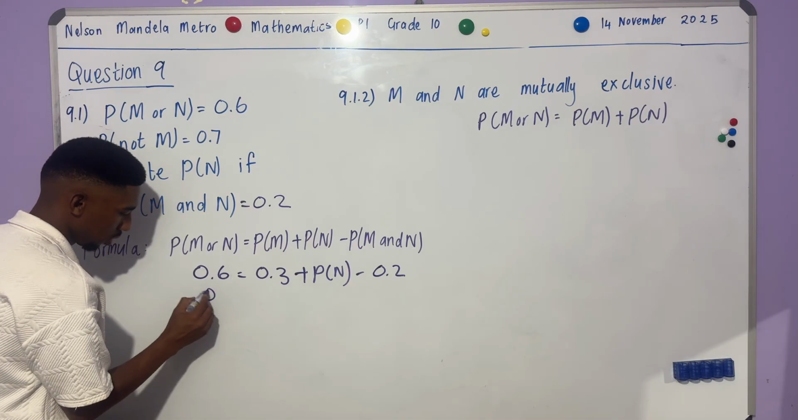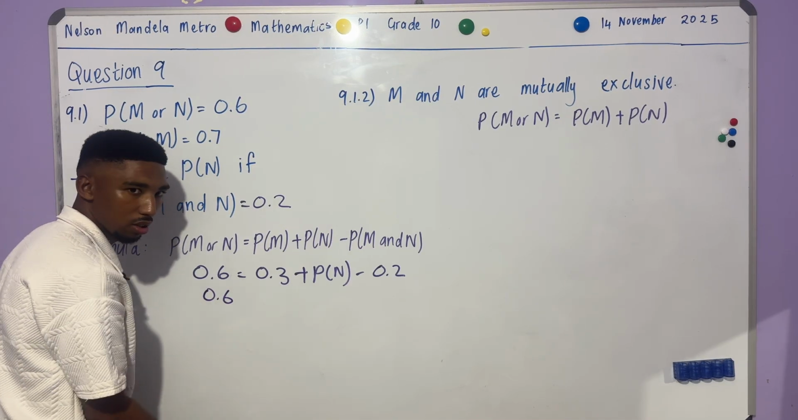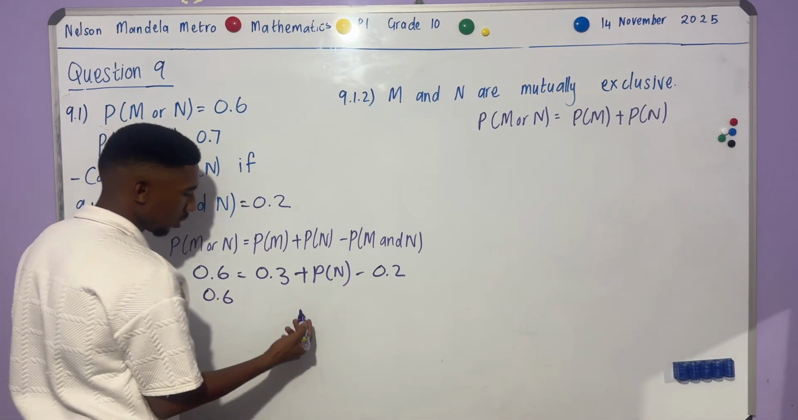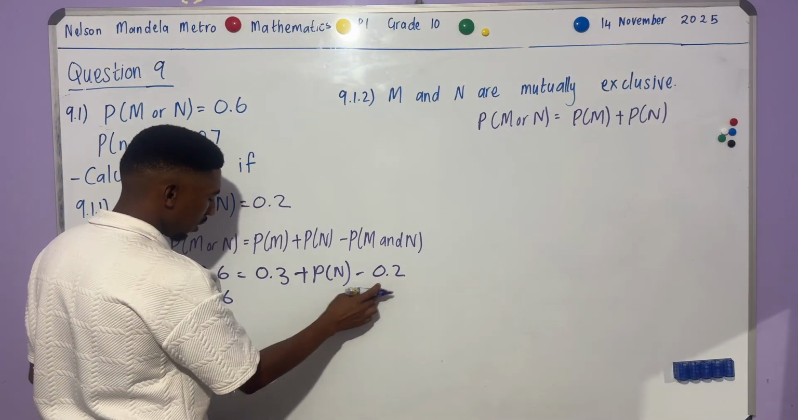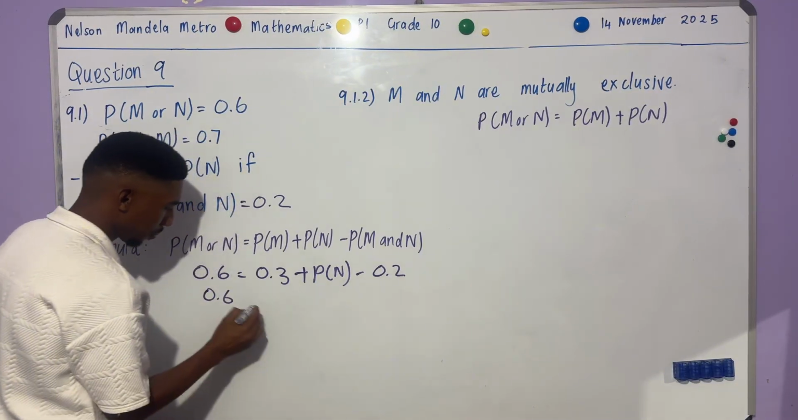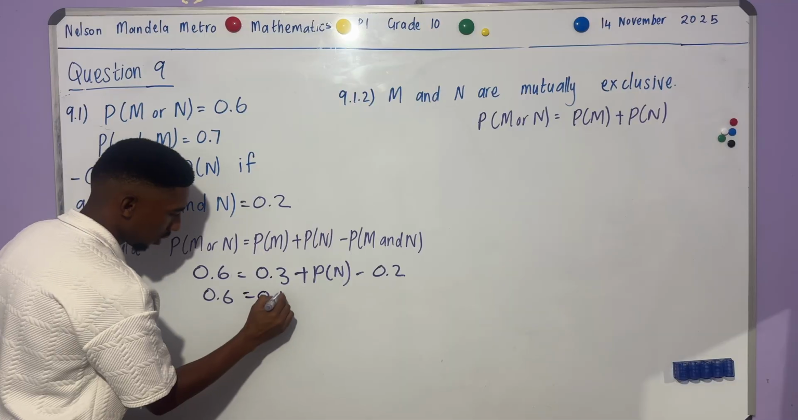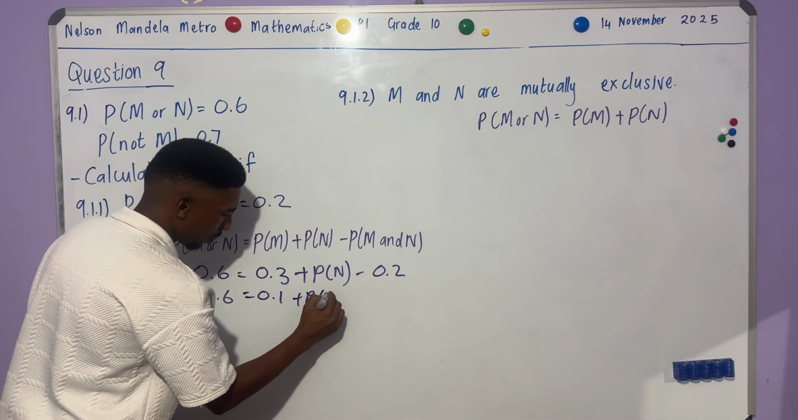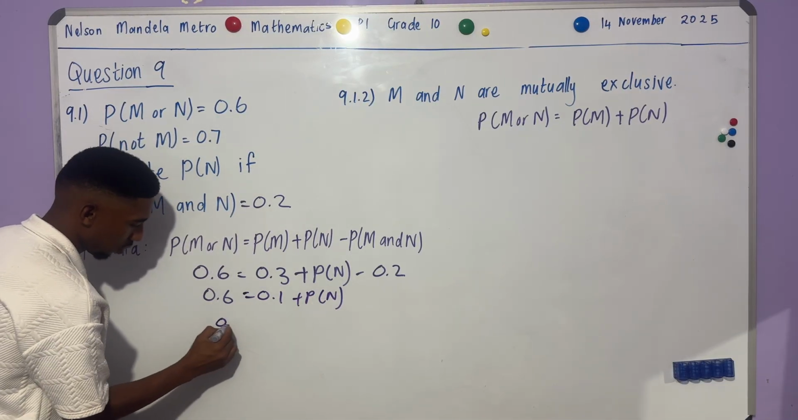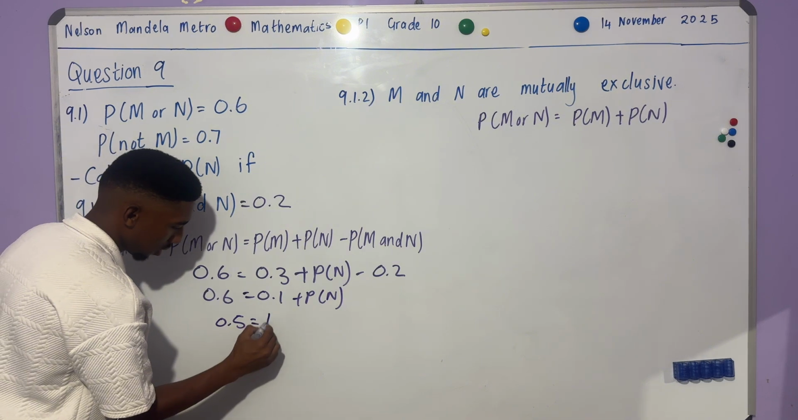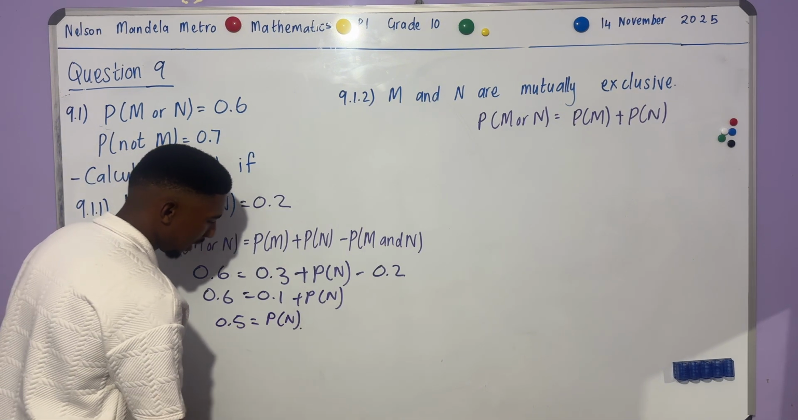So 0.6, let's try and solve. 0.3 minus 0.2 is equal to 0.1, plus P(N). I take the 0.1 over. That 0.6 minus 0.1 equals 0.5, which equals P(N).